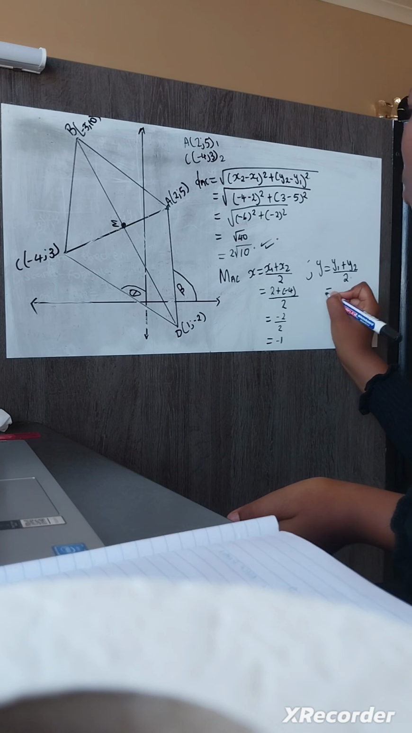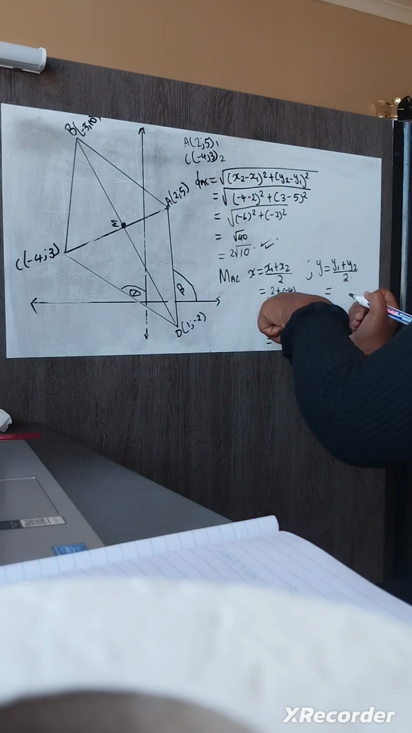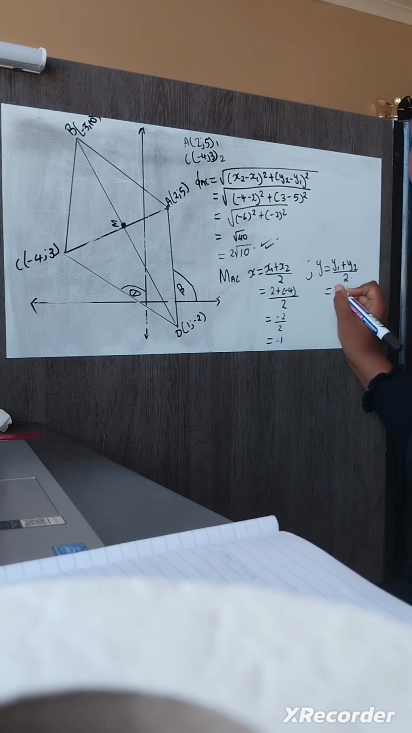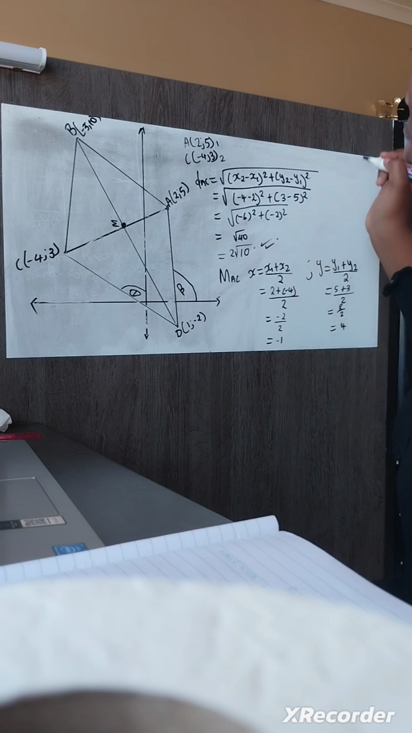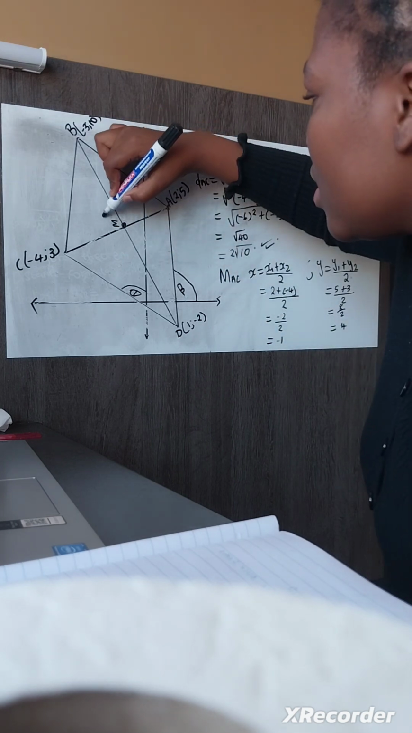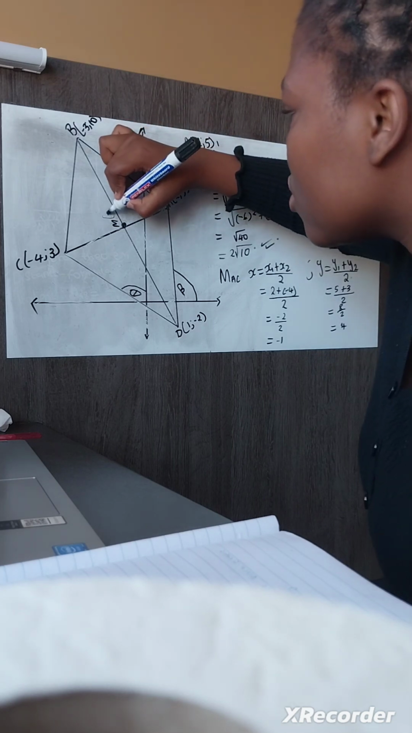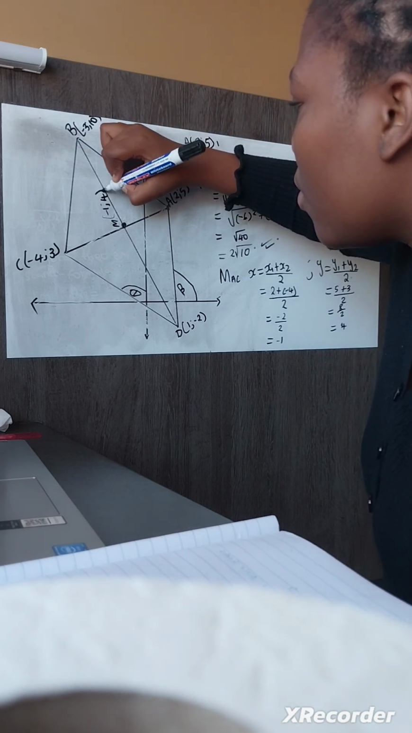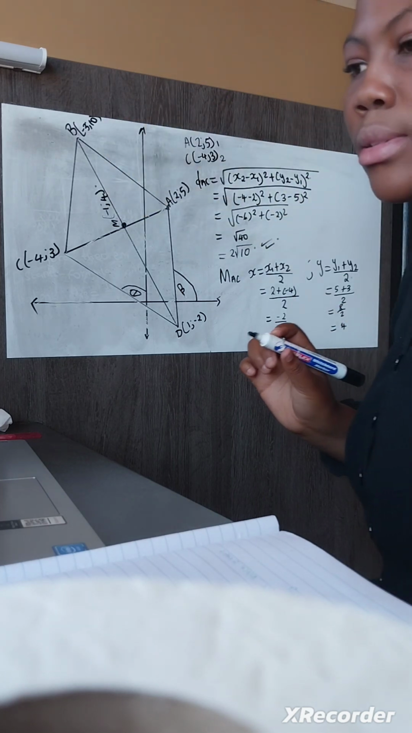Then we move to the y coordinate. I have 5 plus 3 all over 2, which is 8 over 2, which is equal to 4. So our M coordinates will be -1 and 4. We calculated it.